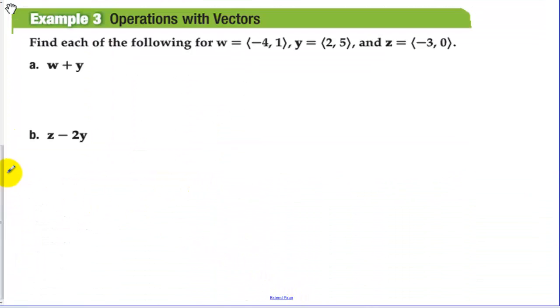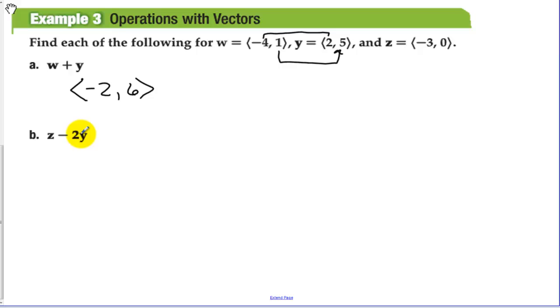Operations with vectors. Find each of the following for w, y, and z. w plus y. To add two vectors together, you just add the x components together and add the y components together. So this answer is −4 plus 2 is −2, 1 plus 5 is 6.